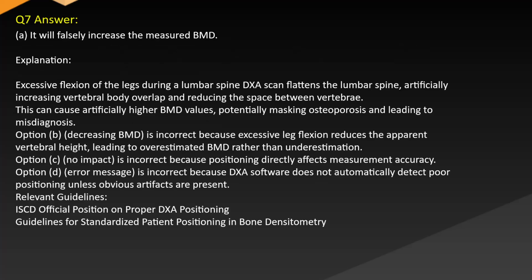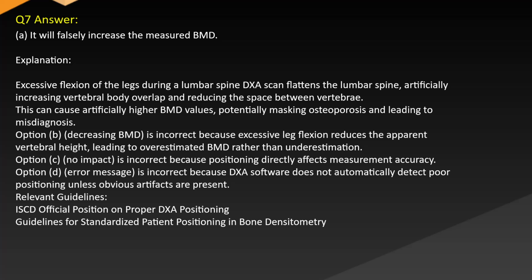Answer: A. It will falsely increase the measured BMD. Explanation: excessive flexion of the legs during a lumbar spine DXA scan flattens the lumbar spine, artificially increasing vertebral body overlap and reducing the space between vertebrae. This can cause artificially higher BMD values, potentially masking osteoporosis and leading to misdiagnosis.